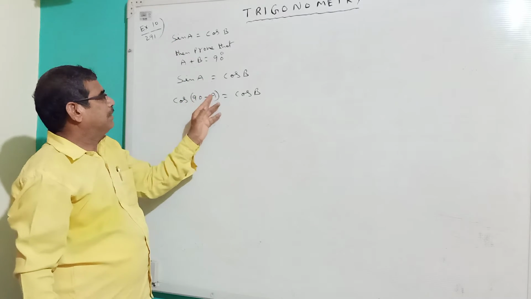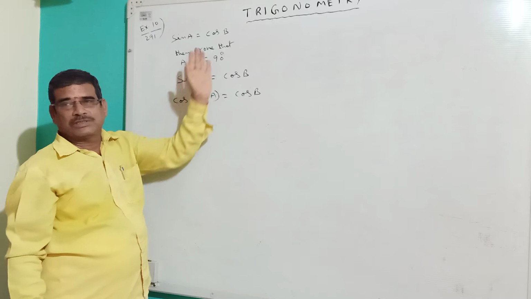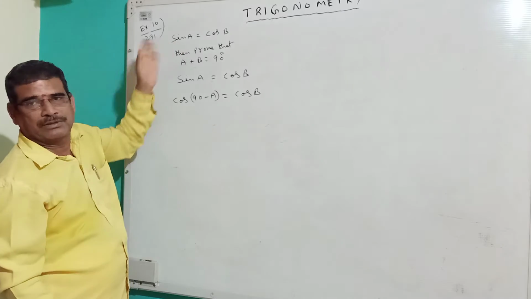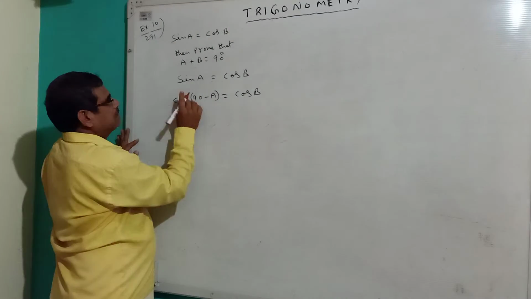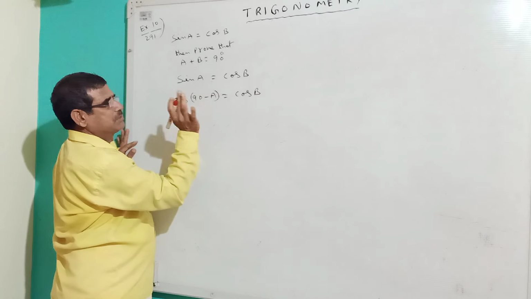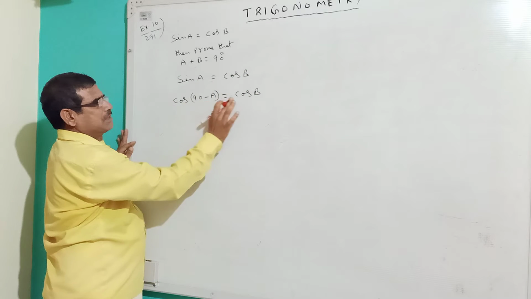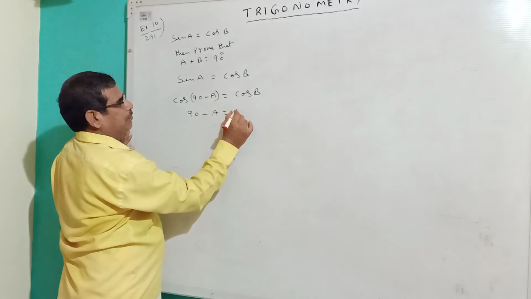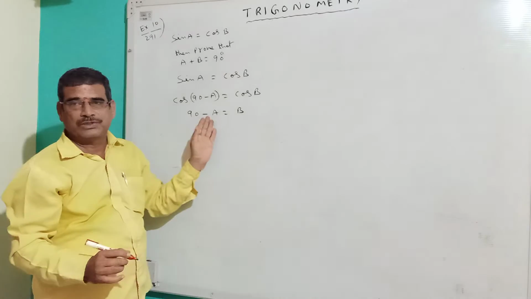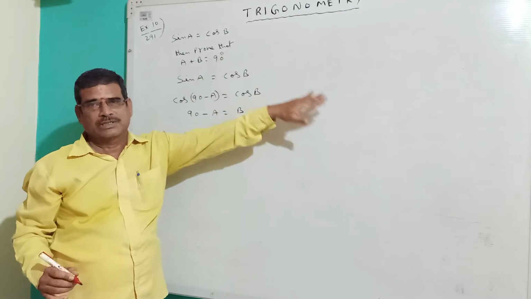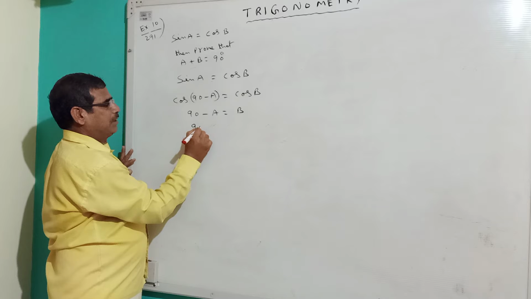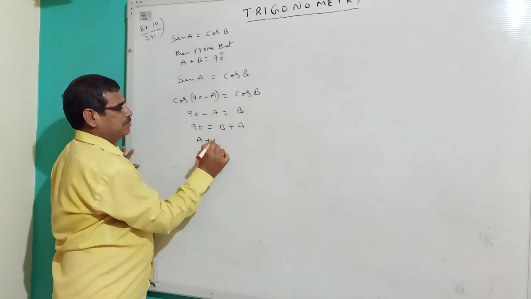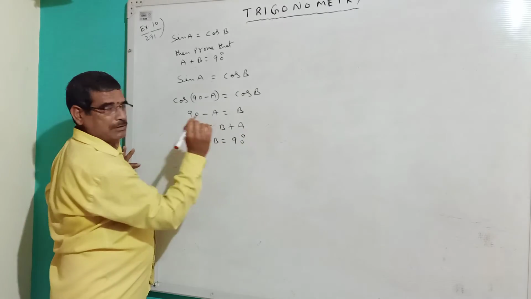And also this A means acute angle. So this is in the first quadrant. In the first quadrant, all are positive. Here 90 is there, cos will become sine. So I will write like this. Instead of sine A, I am writing cos of 90 minus A. That is equal to cos B. This cos will get cancelled. 90 minus A is equal to B. This minus will go to that side, plus will come. So 90 is equal to B plus A. A plus B is equal to 90 degrees. Okay?